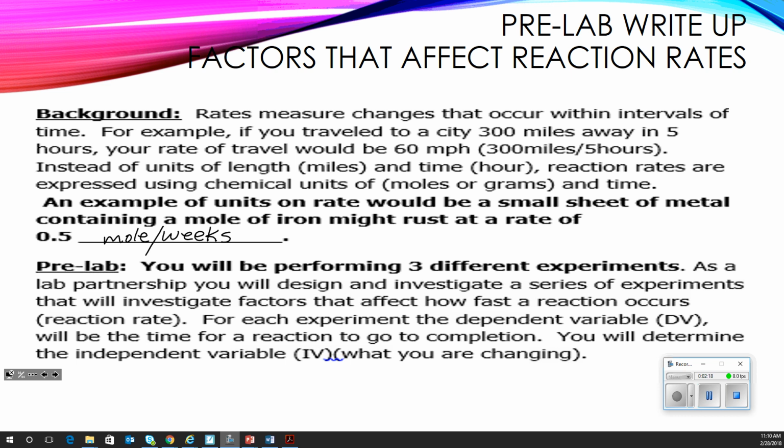Instead of units of length, miles, and time in hours, reaction rates are usually given in moles or grams per time. An example, and I already did this, but we might change it, decide what is different. An example of units on a rate would be a small sheet of metal containing a mole of iron might rust at a rate of 0.5 watt. So if we look at what iron is, it's 55.845 grams. That's about equal to about 56 paper clips. Okay, so you can get an idea about how much it is. 0.5, think of iron. How fast does it rust?